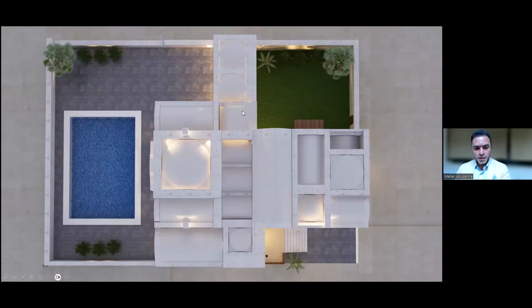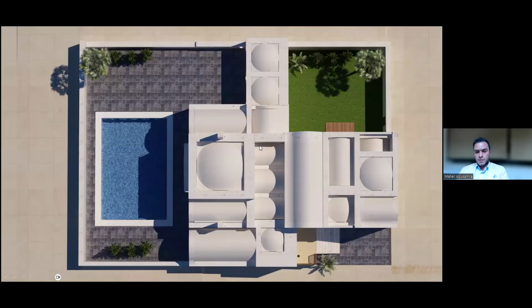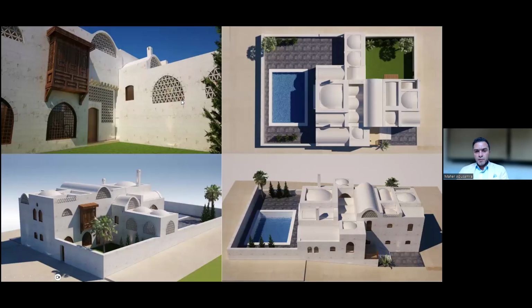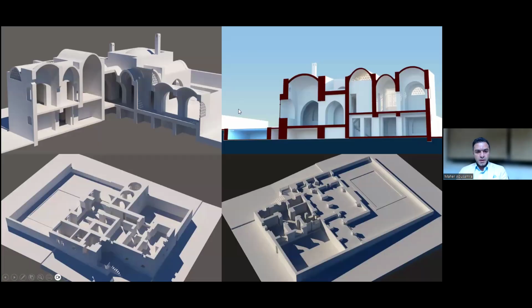Here, I'm showing how, after I build the model, I can extract some 3D images from the model. This is the exact design from Hassan Fathy. We can cut the model to understand the relation between the movement of the forces from the ceiling. You can cut the plan to understand the levels also.